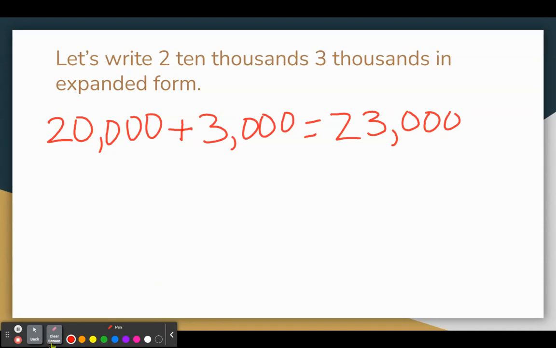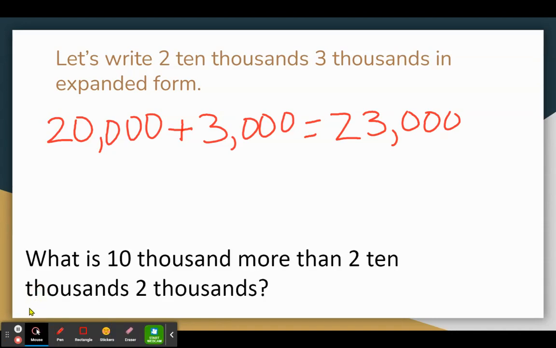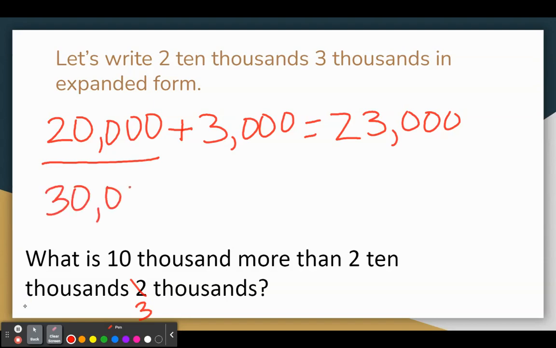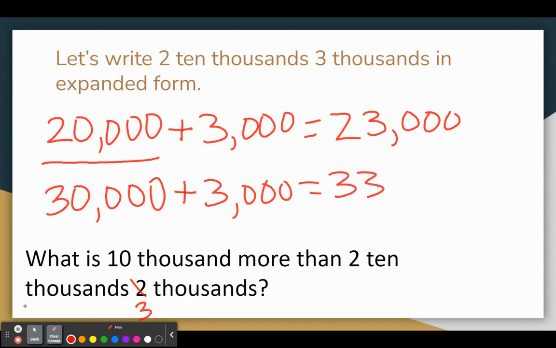Okay. Now, let's go ahead and find out what is 1,000 more than two 10,000s. Oh, that should be 10,000. Sorry, y'all. I made a mistake there. What is 10,000 more than two 10,000s? Three 10,000s. So if I were to have one more 10,000, that would go into this spot right here. So one more 10,000 than 20,000 is 30,000 plus 3,000, which equals 33,000.